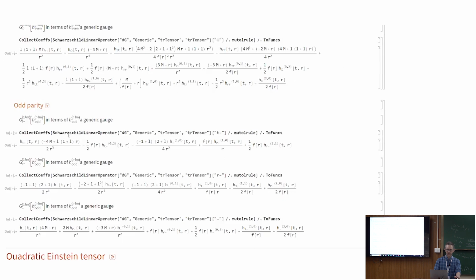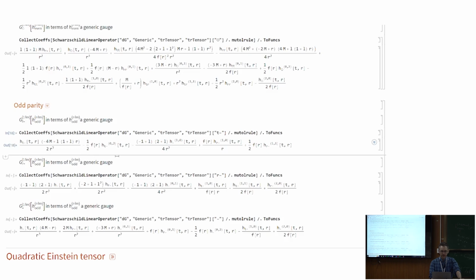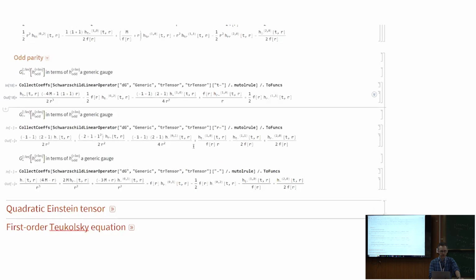Then odd parity. So here I'm looking at the T minus piece of the Einstein tensor. Same idea, up to 2 derivatives, and involving all the odd parity pieces of the metric perturbation.